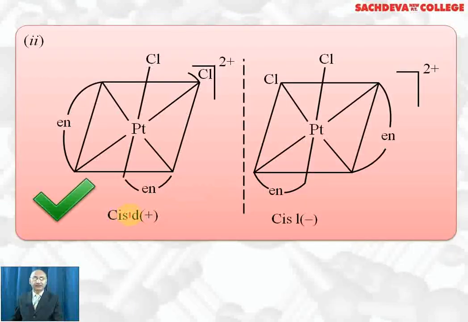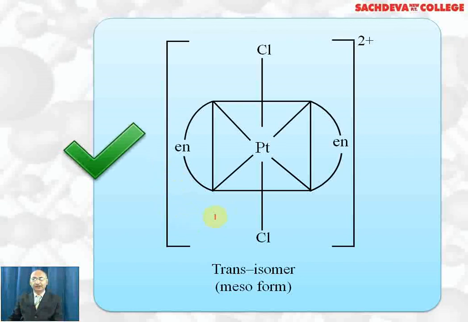Next we have the cis form of this complex with 2 en and 2 Cl, which will show optical isomerism. So this is dextrorotatory, this is levorotatory, which are mirror images and non-superimposable. They are enantiomers. This is the trans isomer, which will not show optical isomerism. Here 2 Cl are on the opposite side and the 2 ethane-1,2-diamine are also on the opposite side. 2 positive is the charge on the complex.